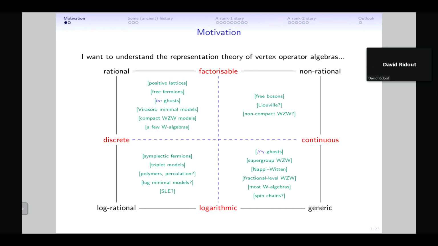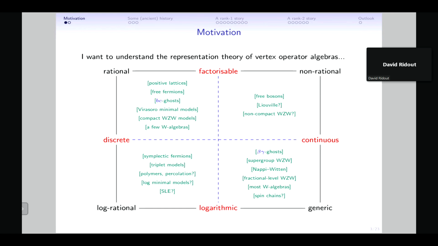And so, on the discrete side, we've got our good friends symplectic fermions and triplet models. And there's probably some other examples, but there aren't so many that we know for sure. You can build them out of things like parafermion models and so forth. But there's not too many examples of the log rational guys. In physics, there's this hint that some of the theories describing things like polymers and percolation might be log rational. But I think we're still very far from knowing if that's the case. If it is the case, then it seems quite plausible that the VOAs corresponding to the Schramm-Loewner evolution models might also be log rational. Again, too early to say.